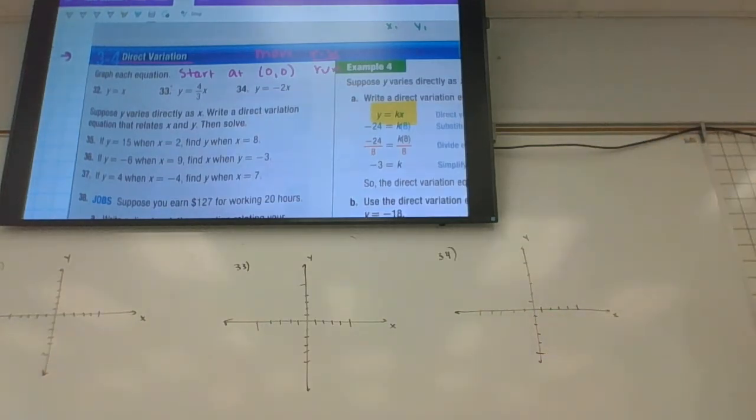So let's just set it up. All 3 of these are ready to be graphed. Direct variation. This is just a setup.